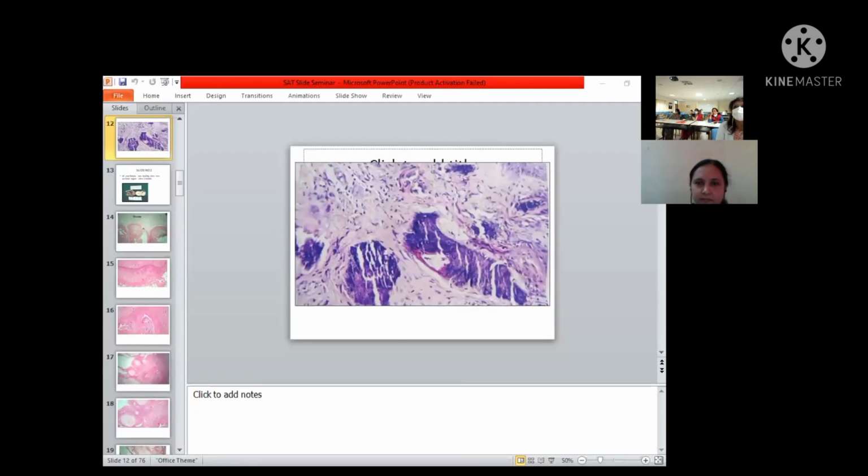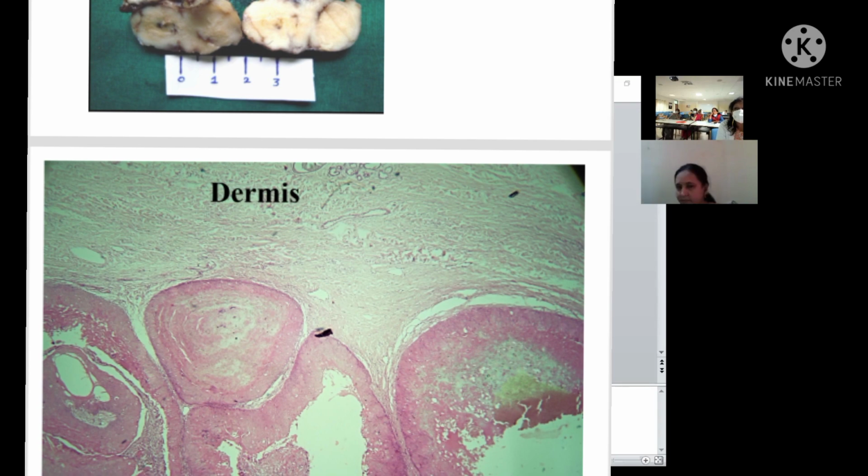A 40-year-old female with a non-healing ulcer over the occipital region since 3 months. From the history of a non-healing ulcer, first I will think of squamous cell carcinoma. On gross appearance, it appears well delineated and measures around 3 into 2.5 into 0.5 centimeter. On cut section, it appears clay white with shiny areas.